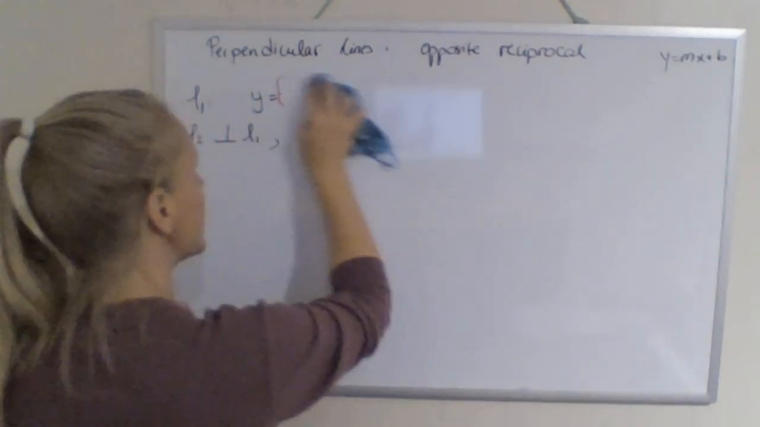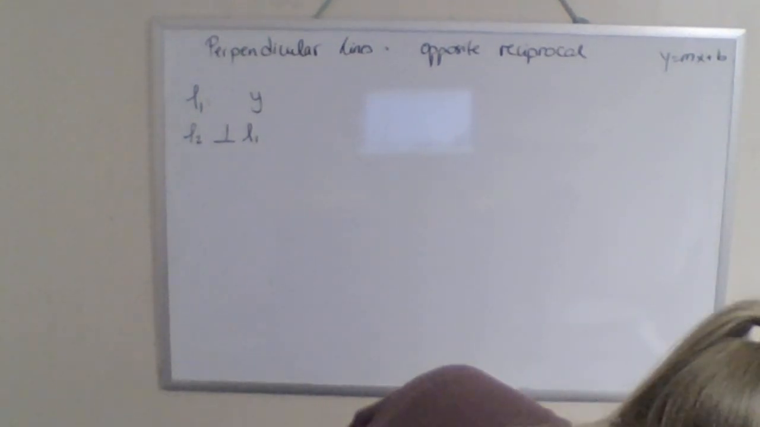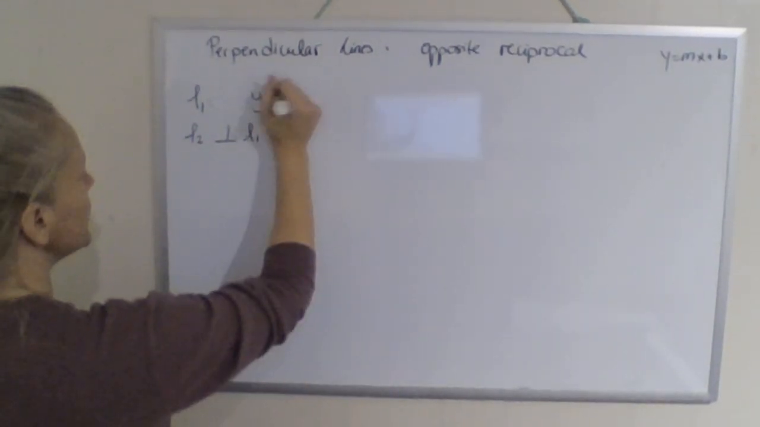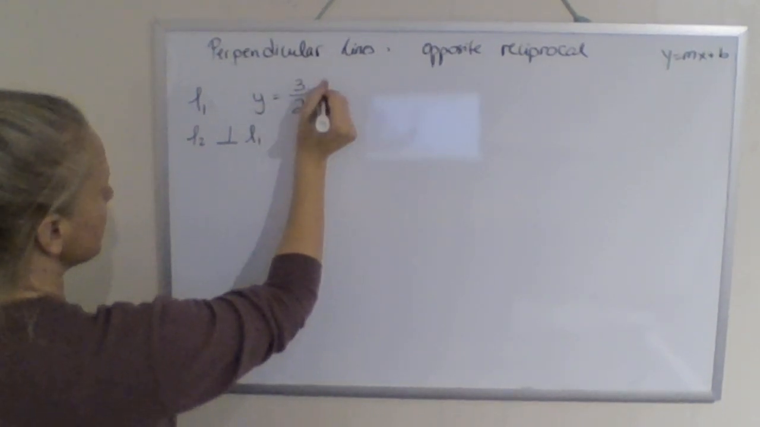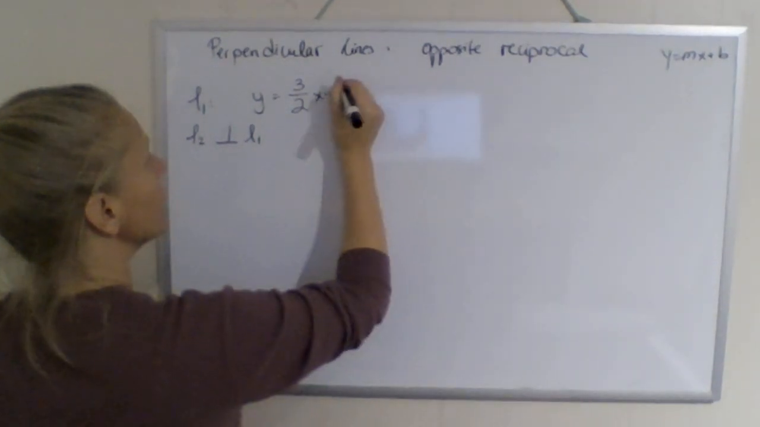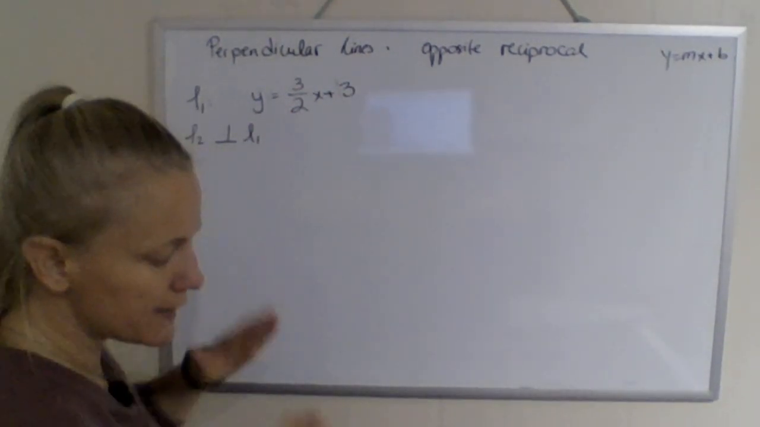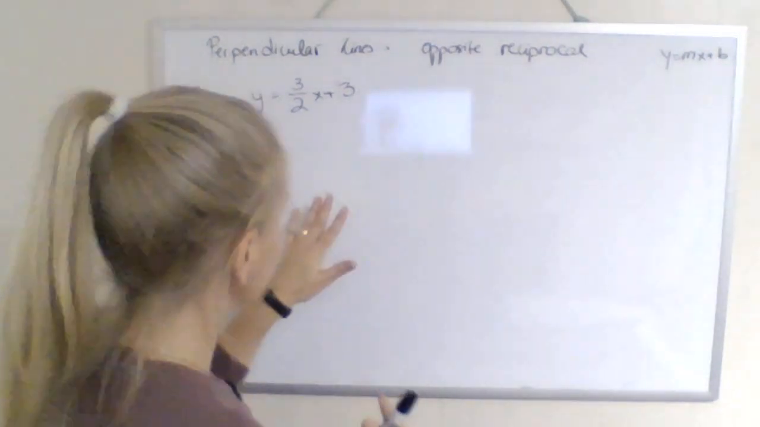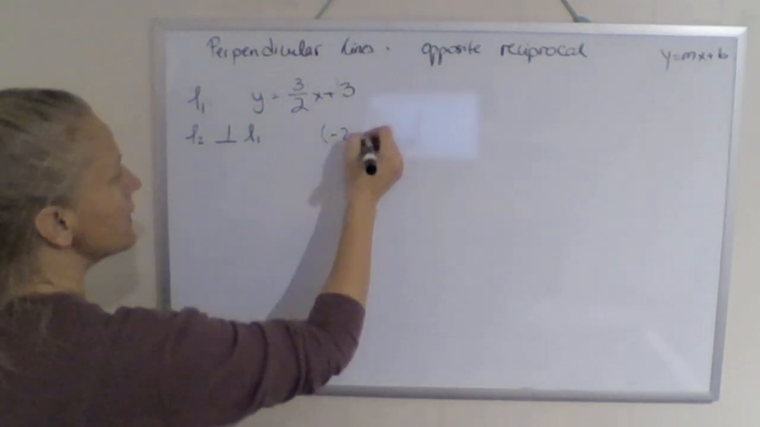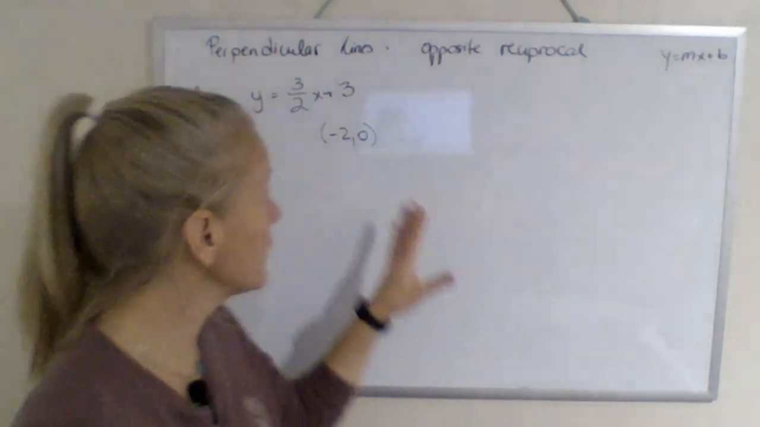If you were in class and you feel like you're done and you know what you're doing, stop right here. If you feel like you need one more helper, here it goes. You have the L1, which is 3 over 2x plus 3. I keep making up stuff. And then it says the two lines are perpendicular. It's about a ray that's perpendicular to something else. And it goes through the point (negative 2, 0). Find the equation of that ray that's perpendicular. That's what they're looking for.